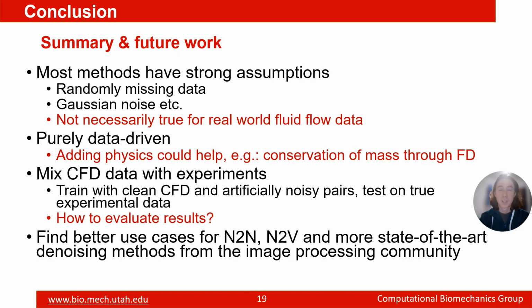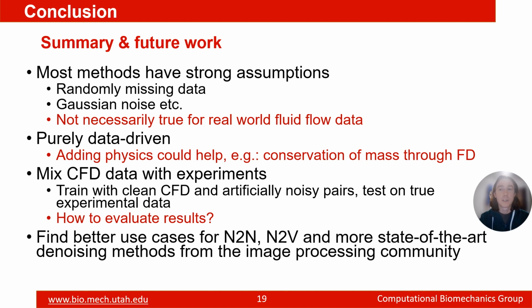As a conclusion, we've seen some methods to handle noisy or missing data for artificial and experimental cases. Most methods have strong assumptions like randomly missing data, Gaussian noise, which are not necessarily true for real-world fluid flow data. All of these methods have been purely data-driven, so adding physics could help, for example, in enforcing conservation of mass. We've seen a way to mix CFD data with experiments. We trained with clean CFD and artificial noise and tested on true experimental data.